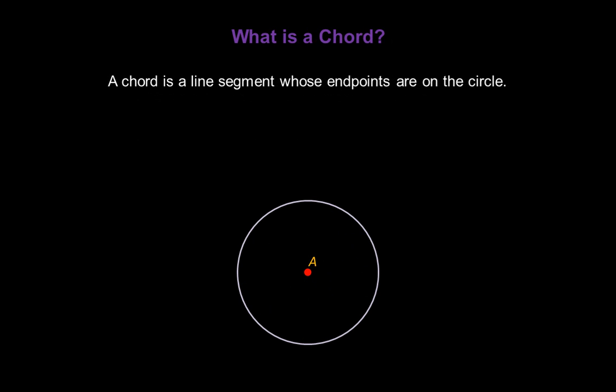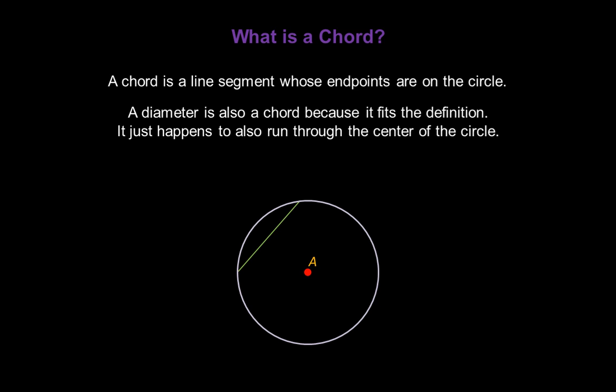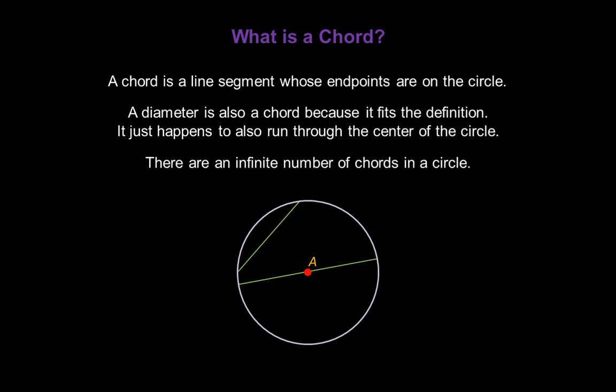What is a chord? A chord is a line segment whose endpoints are on the circle. A diameter is also a chord because it fits the definition. It just happens to also run through the center of our circle. There are an infinite number of chords in a circle as well.